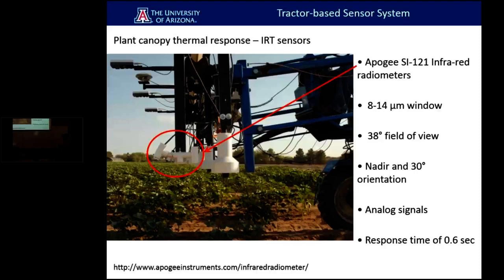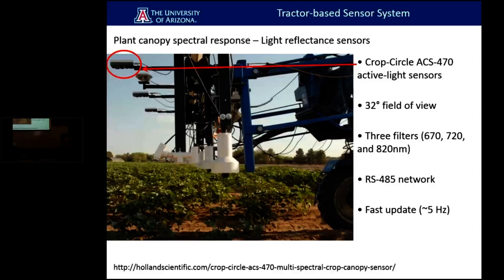We also captured the light reflectance with active light sensors, like in this case, pointing to this unit here in this circle. These are units that have their own light source. So they're shining light in a modulated pattern, and it registers how much of that light bounces back and is recorded, only that portion of the light that has the same modulation. It's a different network, a different communications protocol, but in the end, we combine all these sensors and capture the data in a common data acquisition platform, which is a Campbell Scientific unit.